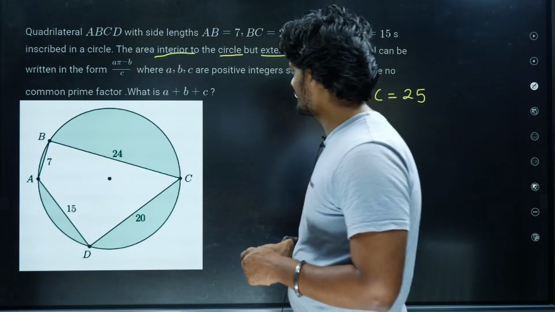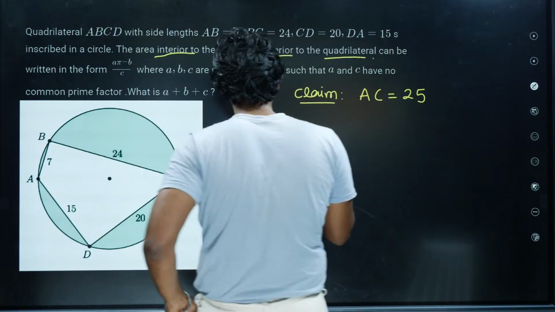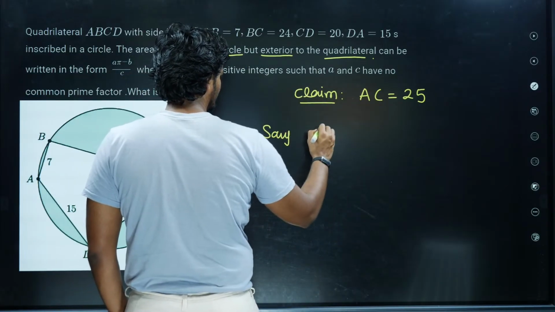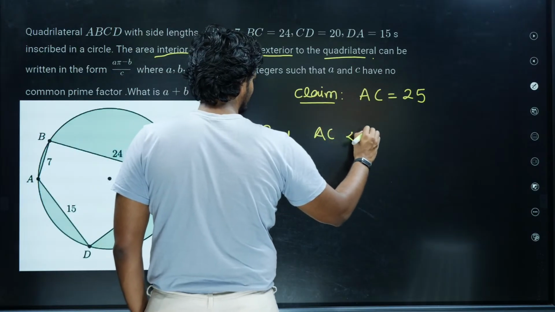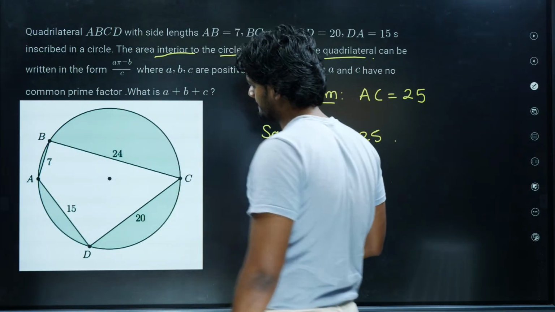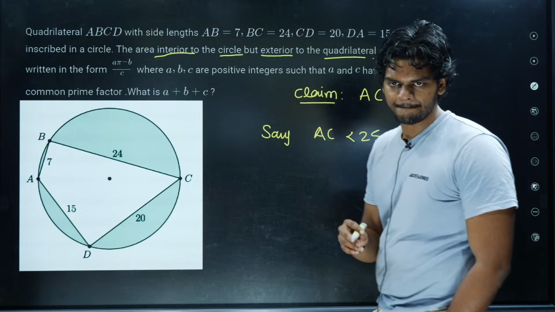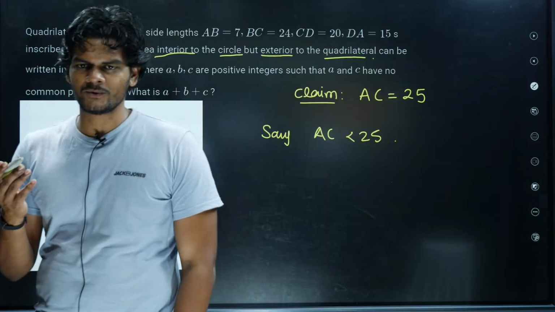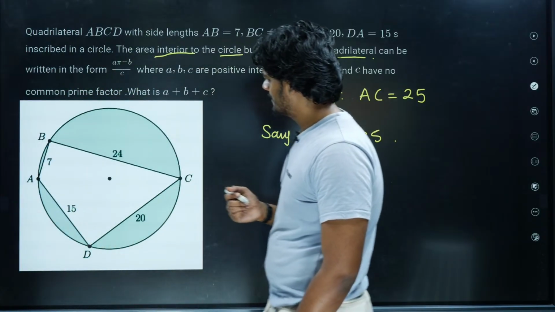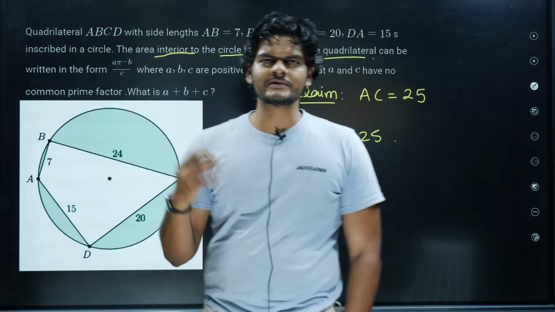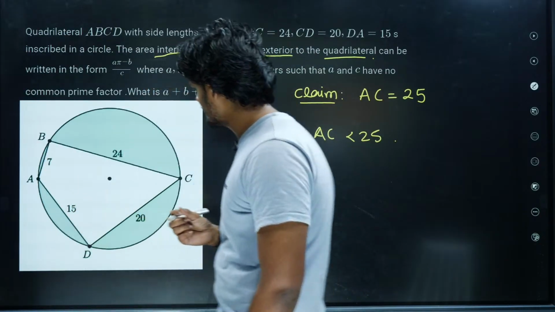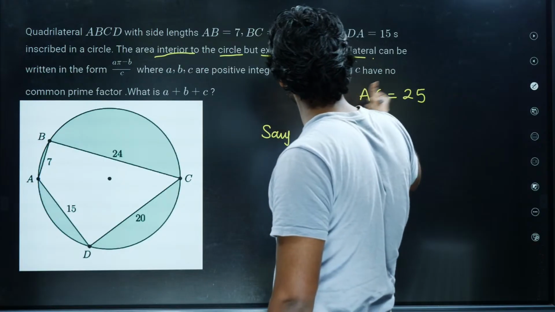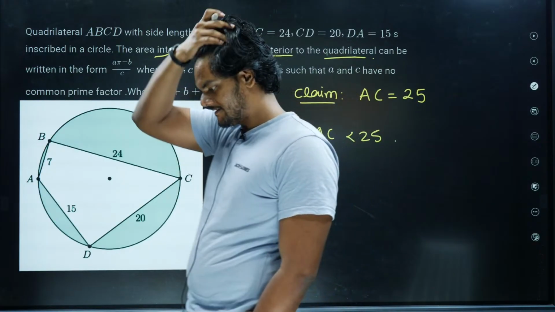Cosine rule, exactly. So that's what I was saying. AC was less than 25, right? Pythagorean theorem. Yeah, that's also. Oh, we do have something called converse of Pythagoras theorem. So I think. But how do you even start with that, right?